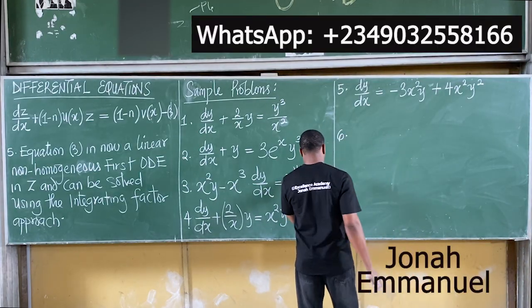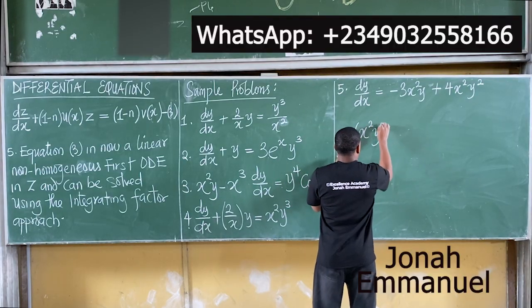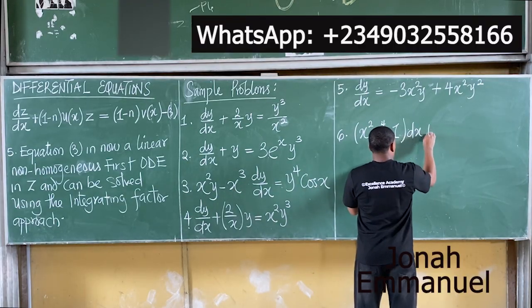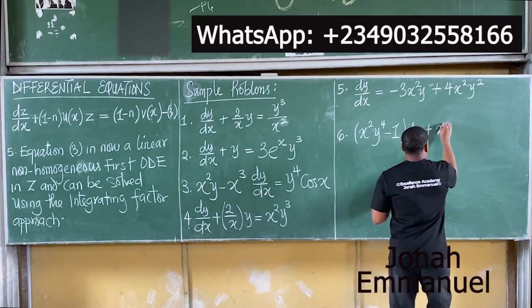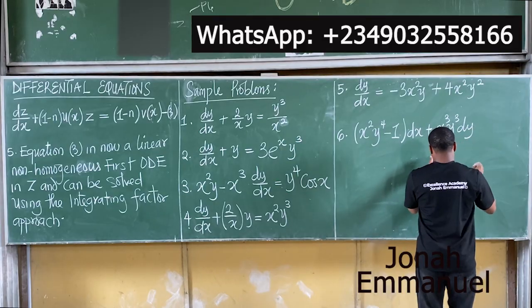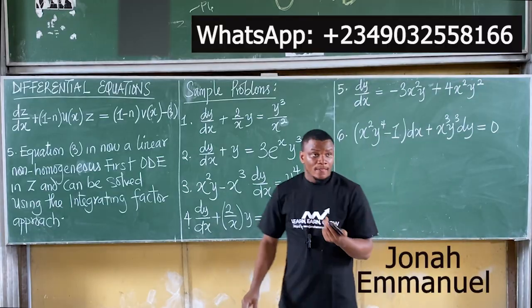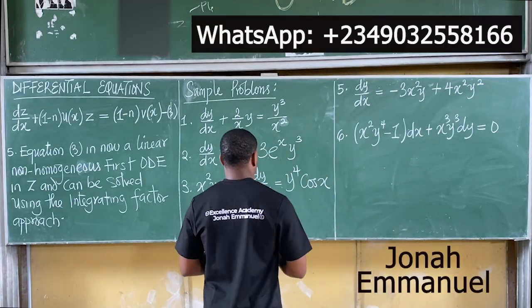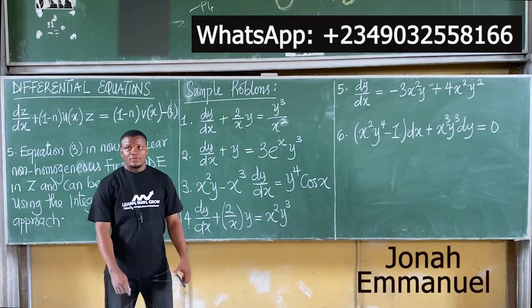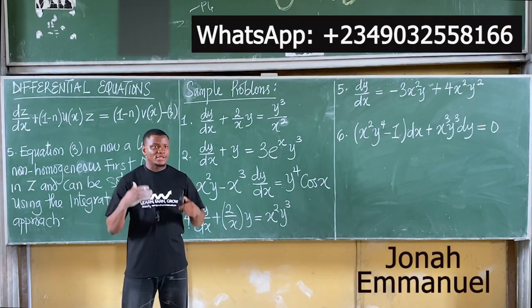A final example, question number 6, you have x squared y to the power 4 minus 1 dx plus x cubed y cubed dy equal to 0. All right, so you have these. Let's solve these questions, and if you can solve these, then we'd assume that we now know Bernoulli's equation. So let us proceed.